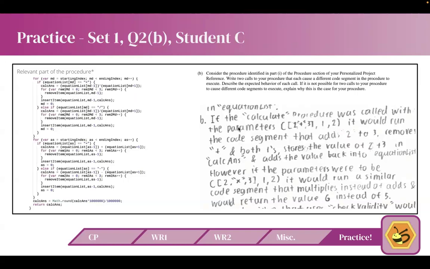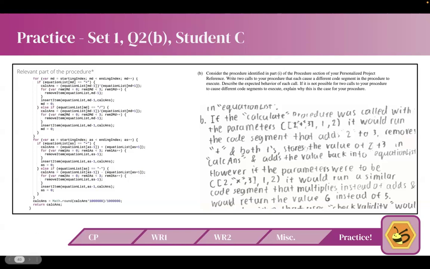All right. So I'll read this one. If the calculate procedure was called with the parameters 2 plus 3, comma 1, comma 2, it would run the code segment that adds 2 to 3, removes plus and both ones, stores the value of 2 plus 3 in calc answer, and adds the value back into the equation list. However, if the parameters were to be 2 times 3, 1, comma 2, it would run a similar code segment that multiplies instead of adds and would return the value 6 instead of 5.